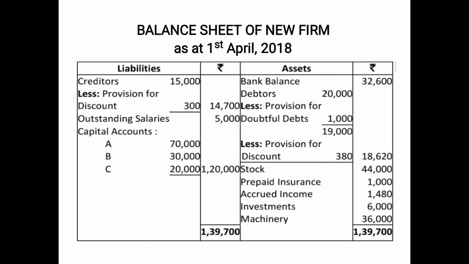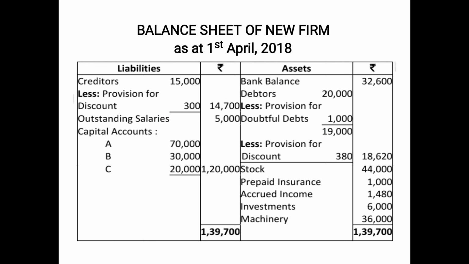On the liability side, we have shown the amount of creditors as 15,000 minus 2% provision of 15,000 for discount on creditors, that is 300. So ultimately we have shown the amount of creditors as 14,700. Then there was an unrecorded liability of outstanding salaries, now recorded as 5,000.